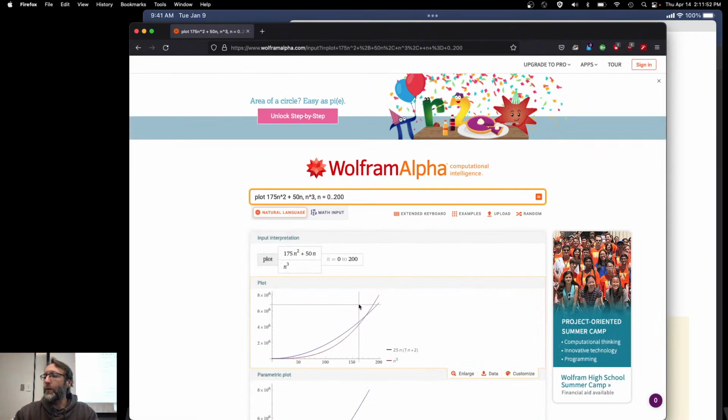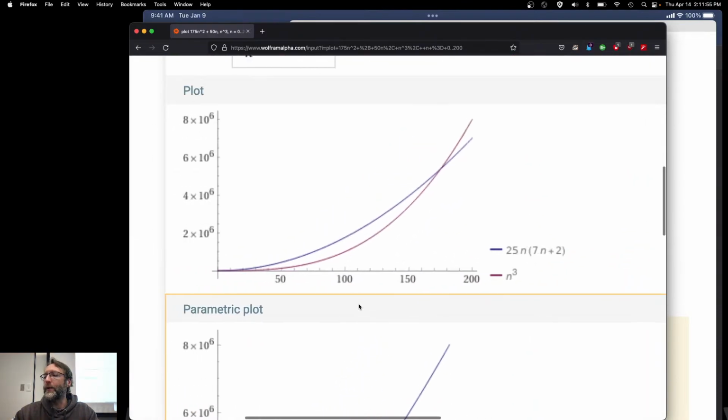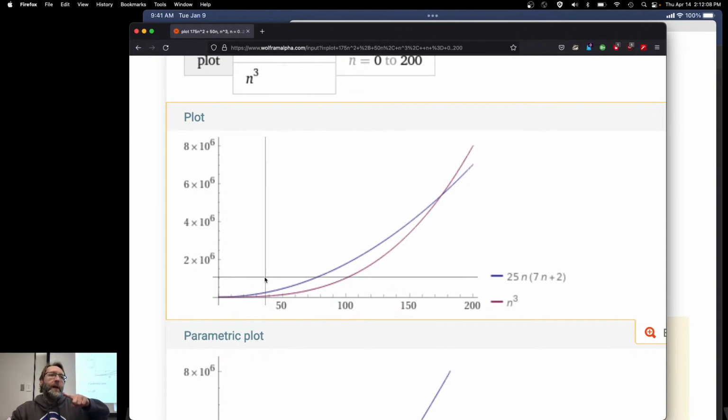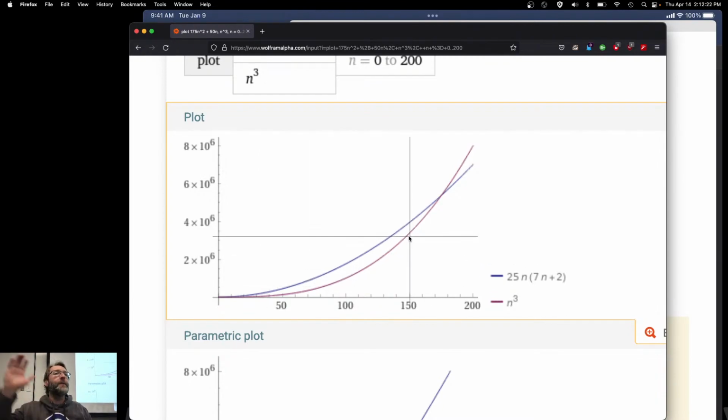Right? Now, when we look at this plot here, I'm going to have to zoom in manually because zooming in is actually a paid feature of Mathematica. And Mathematica is a product that Wolfram Alpha is based on. So look at this graph and tell me what the interpretation of this graph is. The x-axis is the input size. Right? The y-axis is the time that it's going to take you to execute those algorithms that are characterized by these two functions.